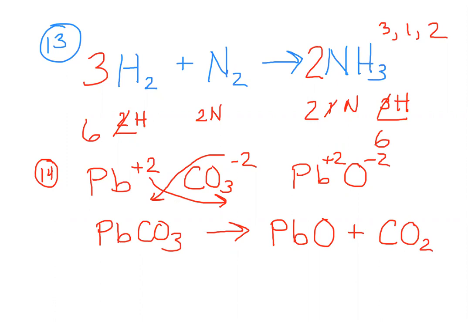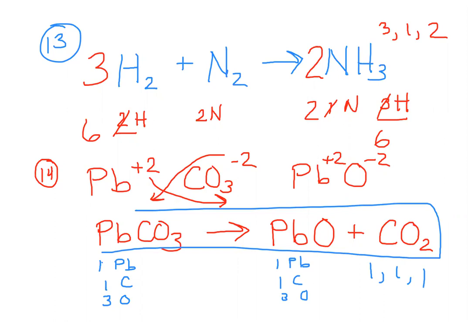So that's how you write a chemical reaction from words. Now you've got to balance it. So we've got 1 lead, 1 carbon, 3 oxygen, and 1 lead, 1 carbon, and 3 oxygen. It's all balanced already, and your coefficients are 1, 1, 1. So this is your answer to number 14.